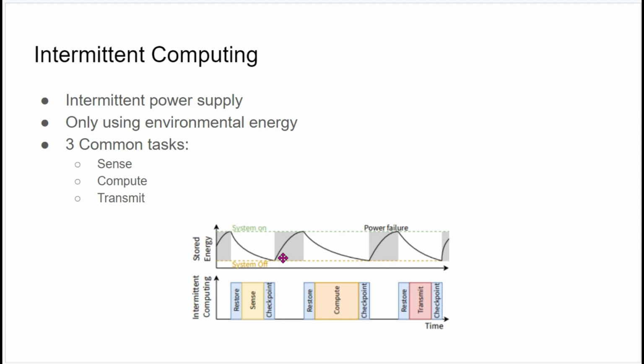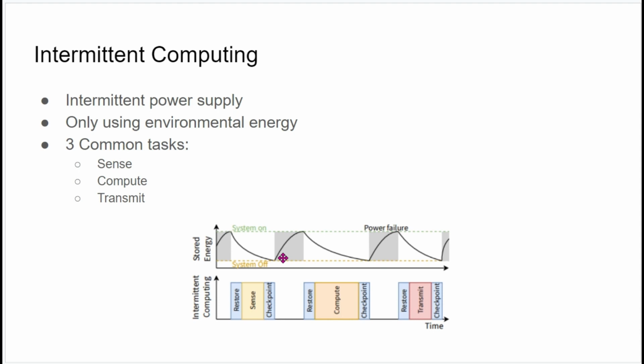So this has to only use environmental energy. So there's no batteries and no constant power supply in general. So this has to exclusively rely on external energy from the environment, which, when it comes to cases such as RF or radio frequency energy, is going to be super inconsistent. So that's something to take into consideration.